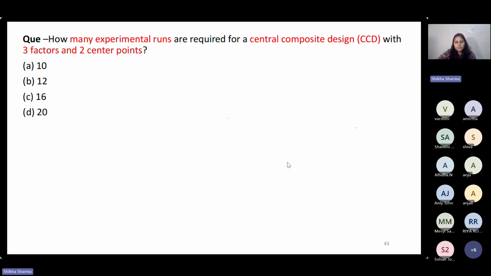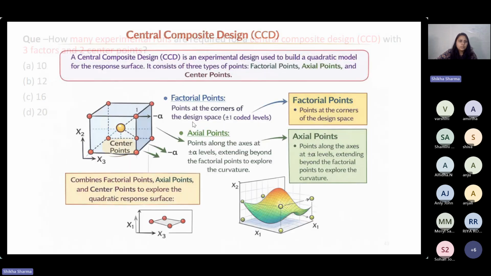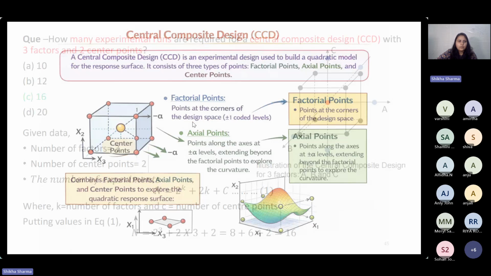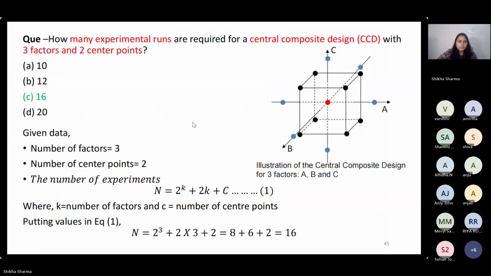So Jitnyasa is saying C here, and Shiva C, Anju C, Sohan C. So everyone is saying C. So you guys are correct.